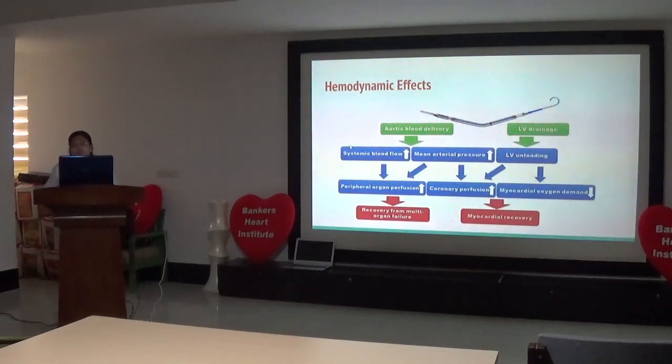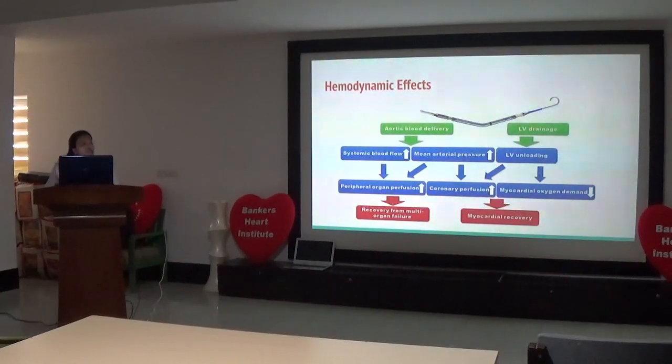Arterial pressure. Since the systemic blood flow is increased, there will be good peripheral organ perfusion, as well as coronary perfusion. This peripheral organ perfusion helps in recovery from multi-organ failure, where there is reduced perfusion in cases of hypovolemic shock or cardiogenic shock. And increasing coronary perfusion helps in myocardial recovery.